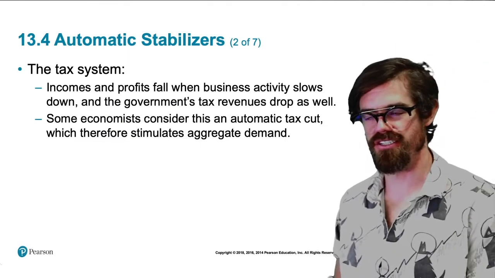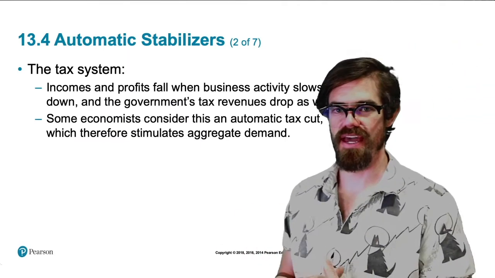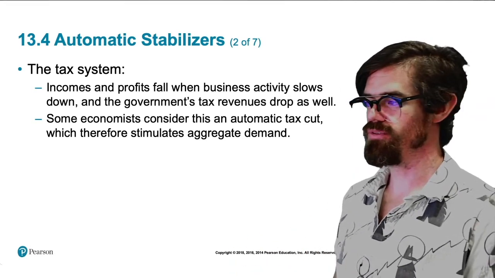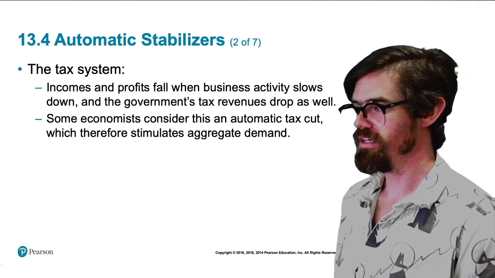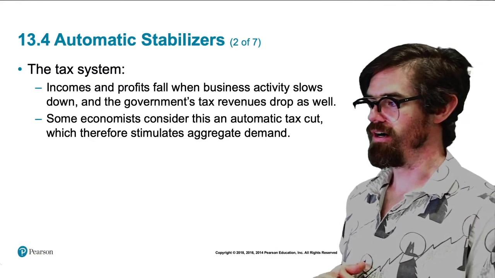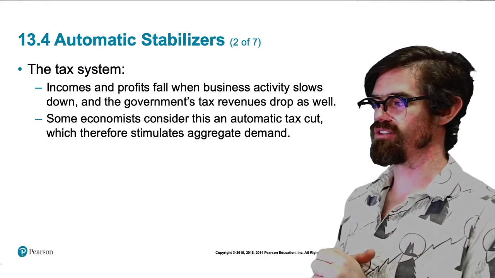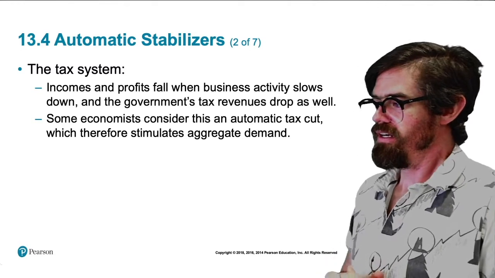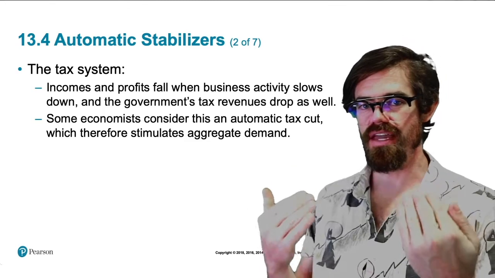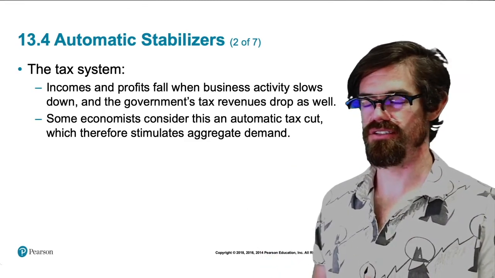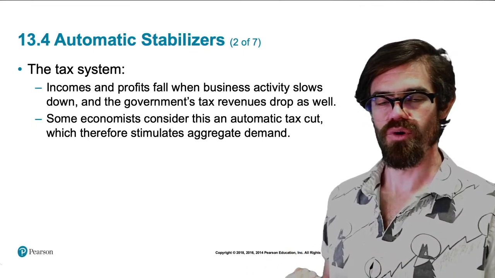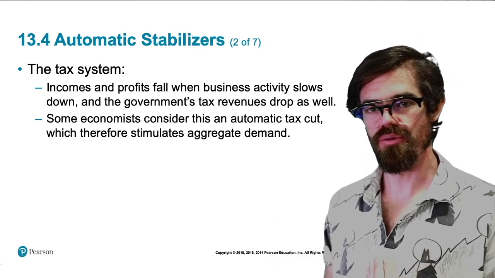Okay, so let's look at the tax system first. So how does the tax system act as an automatic stabilizer? Basically, when people's incomes and when businesses' profits fall, business activity slows down, so we start to enter maybe a recession. And as that happens, the government's tax revenues drop as well. Some economists consider this automatic tax cuts, right? So if you make less money, you pay less in taxes. If you are a business and you make lower profits, you pay less in taxes. Well, recall that lower taxes help to boost the economy.